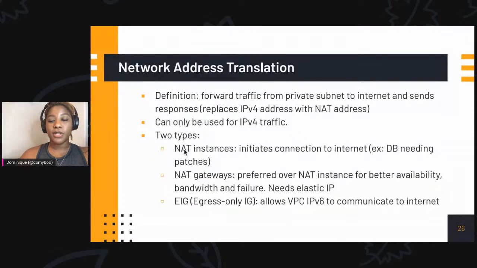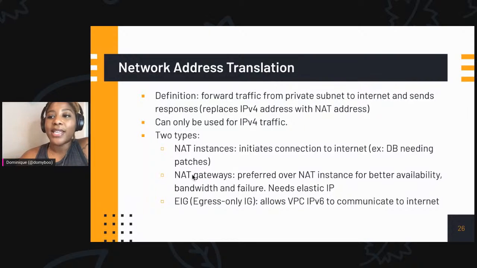and that there are a couple of different types. You have NAT instances, which is just your instances that are trying to connect to the internet. So for example, I just said a database needing patches. If your database needs patches, your database is the one that's initiating, so it would be considered a NAT instance, because that's what's initiating this translation in the first place.